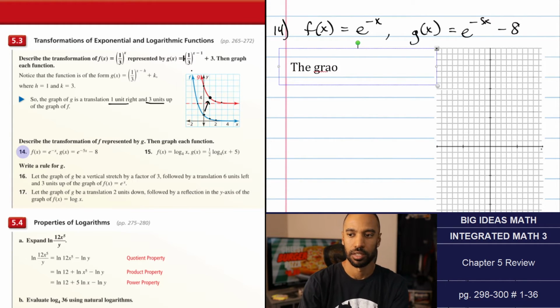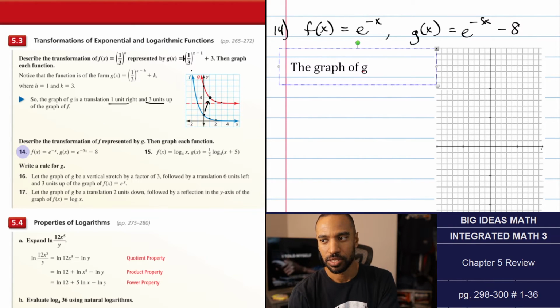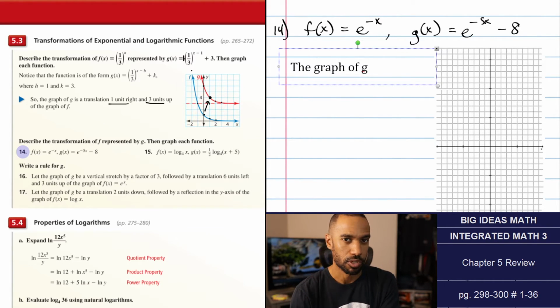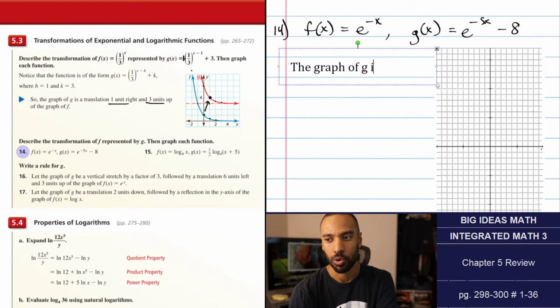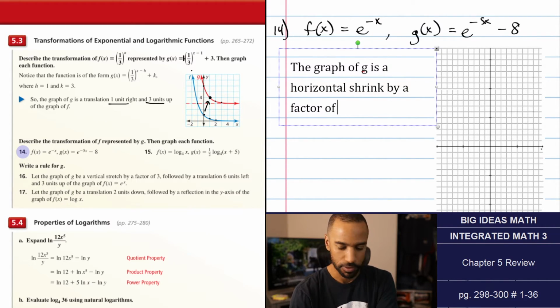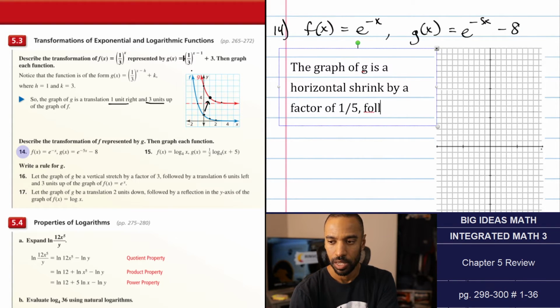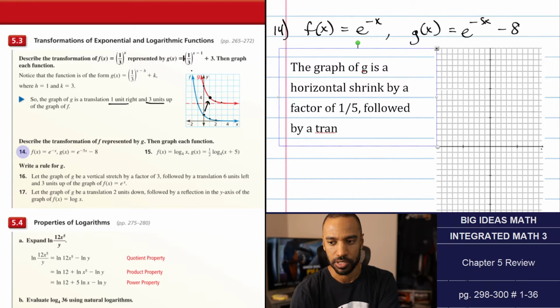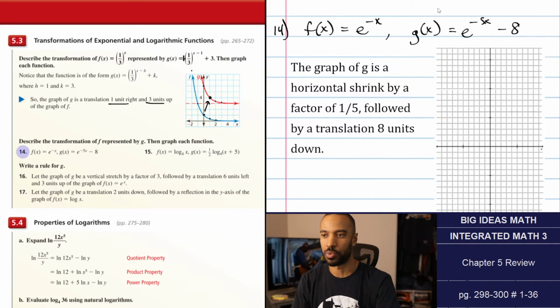The graph of g is what compared to the graph of f. It has the 5 inside there with the x multiplying by it, which means we need our x's to be a fifth the size that they were before. It's a horizontal shrink by a factor of 1/5. And not negative 1/5. There's no reflection to be had outside of what was originally there. It's followed by a translation 8 units down, which is good. I'm glad it's not 8 units up. At least then we can see some of our points we're going to be graphing.